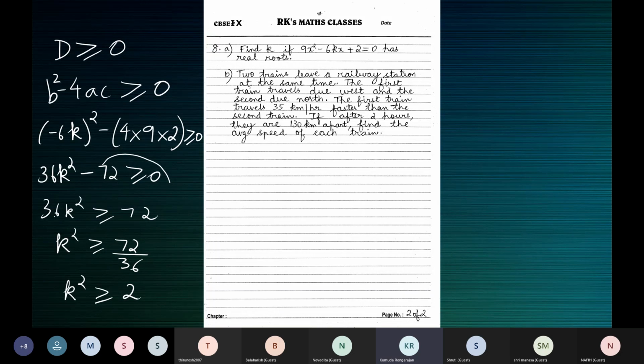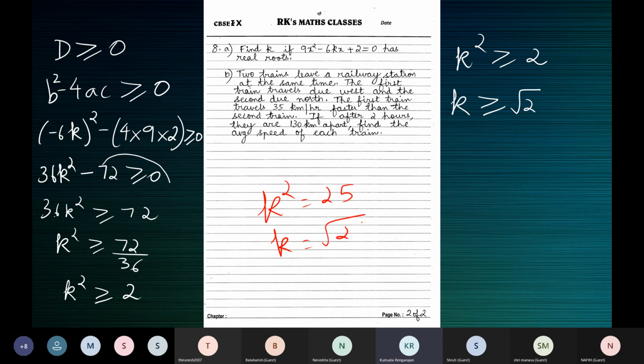So remember this. There are many rules, children. I'm not introducing all the rules again because most of it is deleted from your syllabus. So just remember this; this alone is important for you. When k squared is greater than or equal to 2, k will be greater than or equal to the positive square root of 2. See, how do you work this? When we have k squared equal to 25, we say k is equal to plus or minus square root of 25.